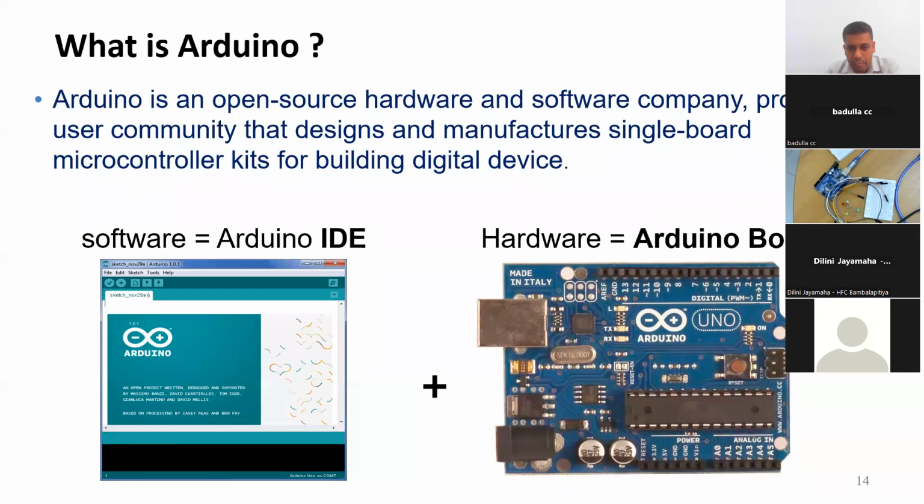Arduino is open source software plus hardware. Not just the hardware, not just the software. It's a combination of hardware and software. The term Arduino includes both the Arduino software and the Arduino hardware. This is the Arduino hardware, the board. That's one kind of board.